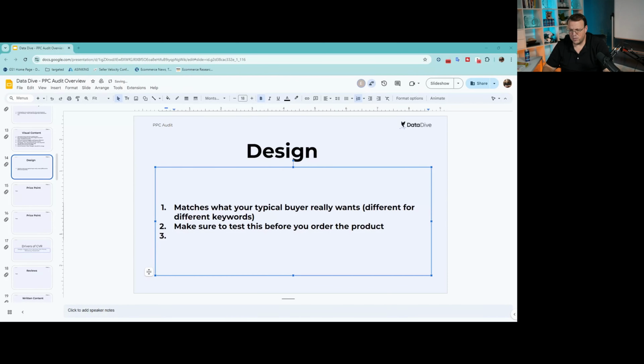All right, is it okay to run ads for different variations against different keywords? Yes, of course. It's highly recommended. So the variation strategy that we're going to discuss later is exactly that.